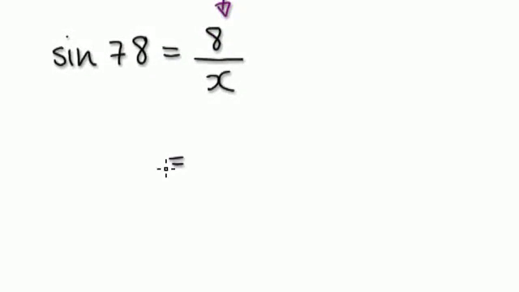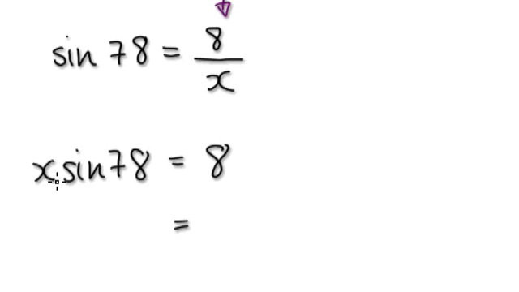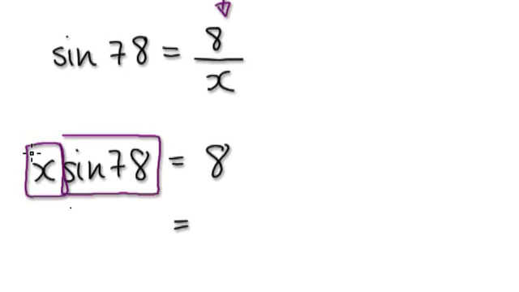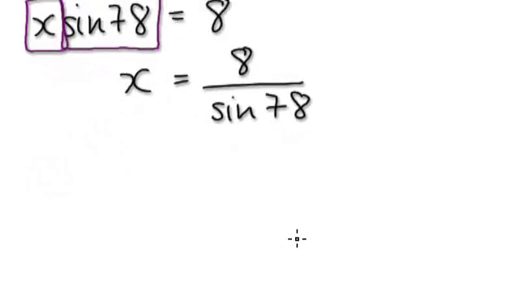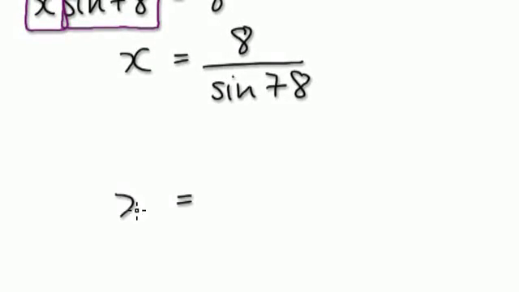x is at the bottom, so you've got to times both sides by x. This will be 8, and then divide both sides. Remember, this is just a number. Here you've got x times this thing, so let's divide both sides by sine 78. So this becomes x, and this becomes 8 over sine 78.